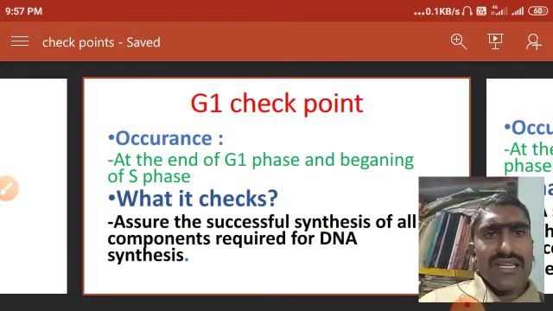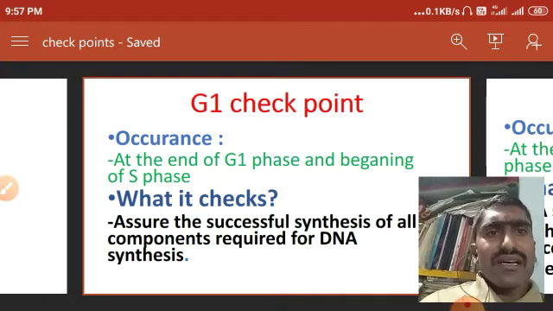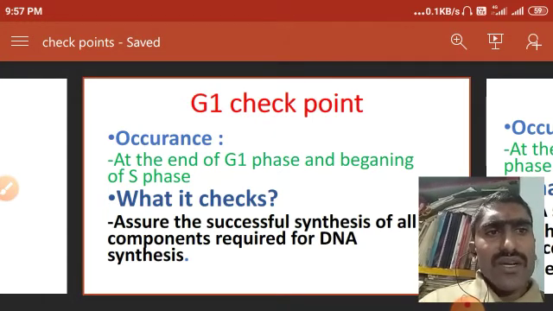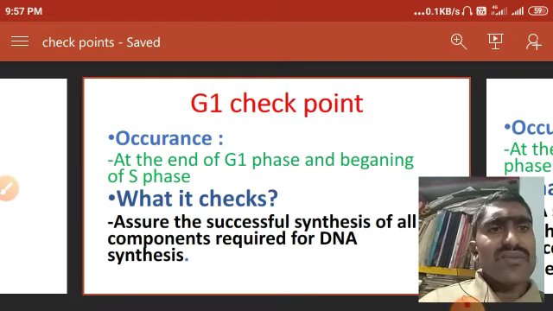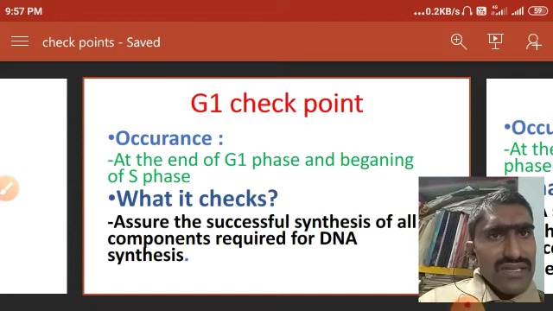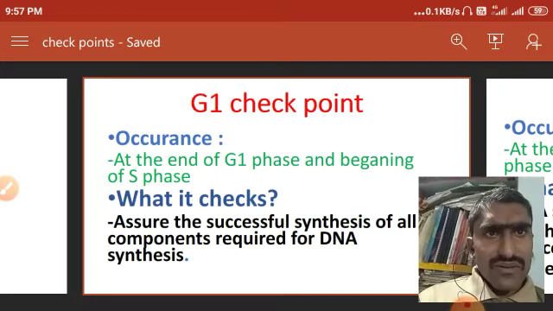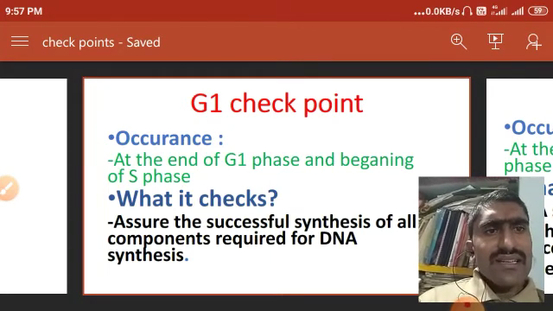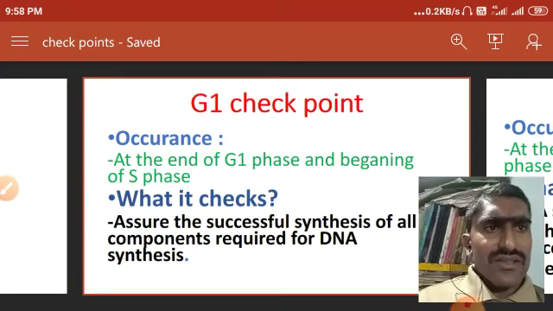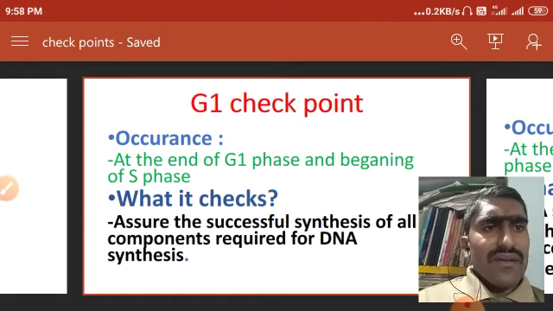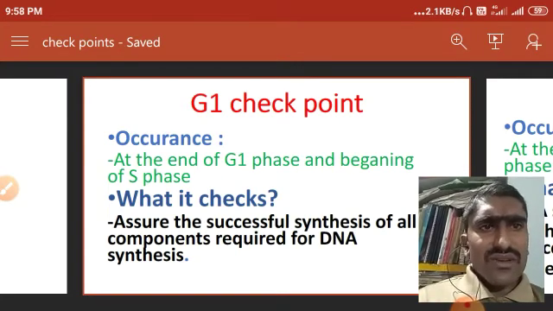During the G1 checkpoint, the cell evaluates whether all the necessary components required for the synthesis of DNA have been successfully gathered or not. The G1 checkpoint comes at the end of the G1 phase, which means the cell is now entering the S phase. After G1 there is the S phase, and in S phase the synthesis of DNA takes place. For the synthesis of DNA, various components are required, such as proteins, RNA, and different enzymes.